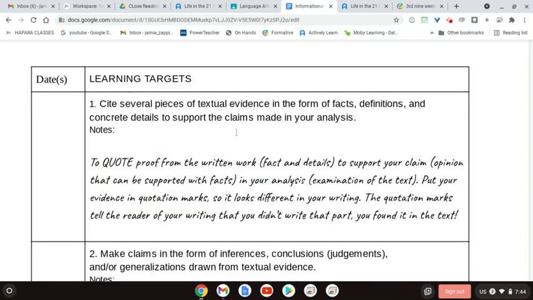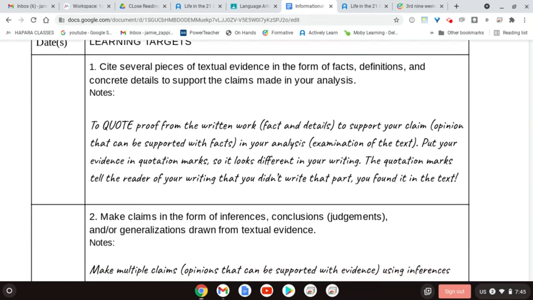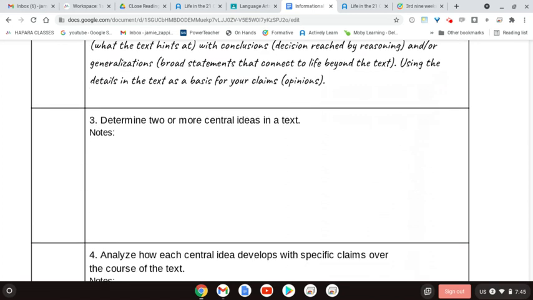As we do this, obviously citing text evidence to support yourself is going back to learning target number 1, where you are citing a quote word for word. In the middle of your response, you begin with your claim, you follow it with your quoted evidence, and then you end with your full sentence analysis, making the connections from your claim and your evidence clear for your reader.